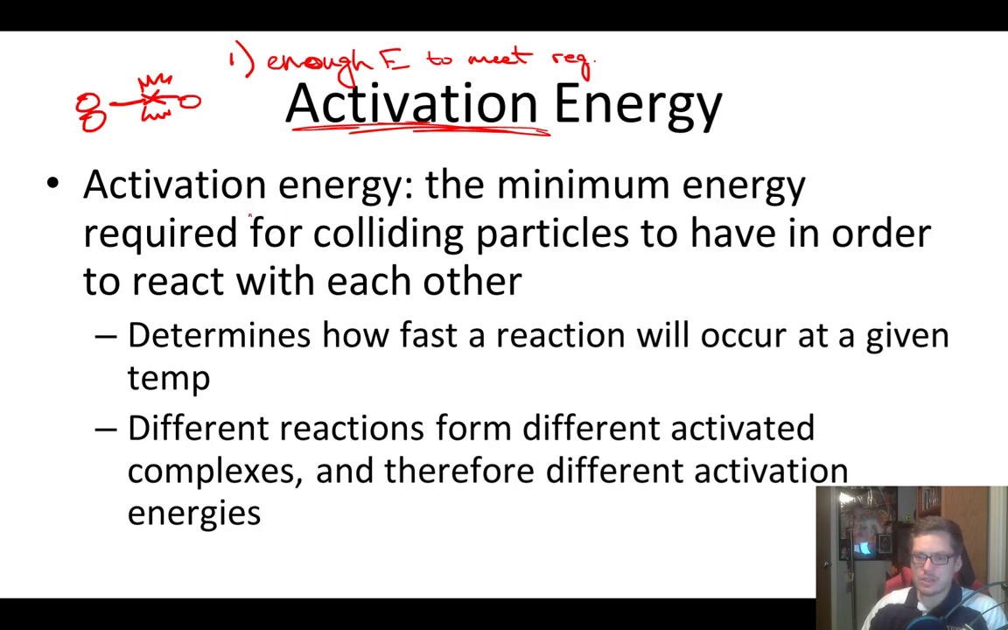Okay, and this energy that it needs we define as the activation energy. It's the minimum energy required for colliding particles to have in order to react with each other. So these particles need to have this certain minimum amount of energy when they hit each other in order to have a reaction take place. Essentially, this is the defining factor of how fast a reaction can take place. Okay, the lower the activation energy, the easier it is for those molecules to hit each other and have enough energy, and then the faster your reaction will go.